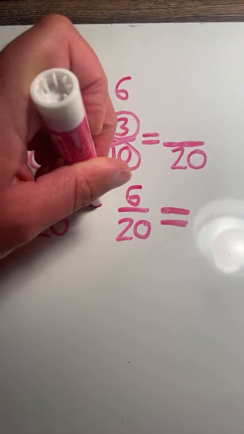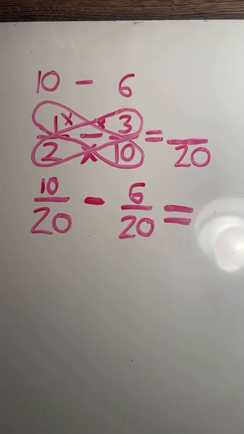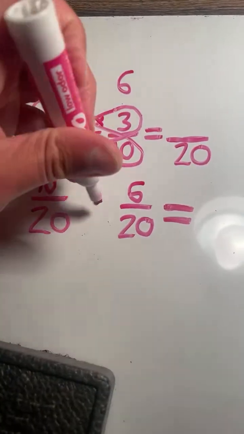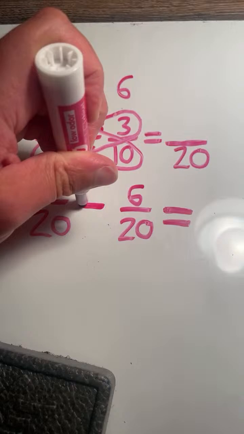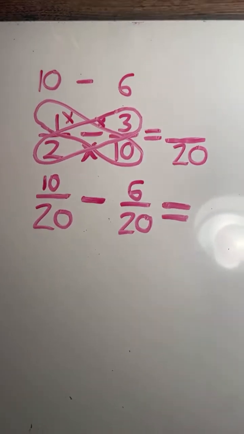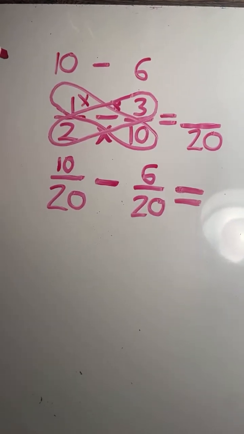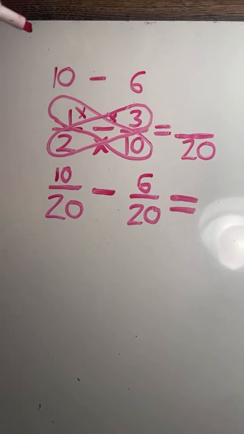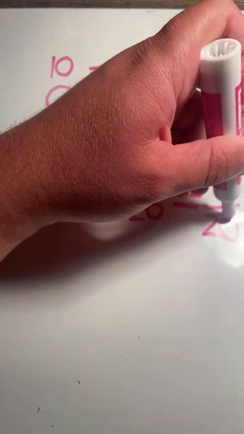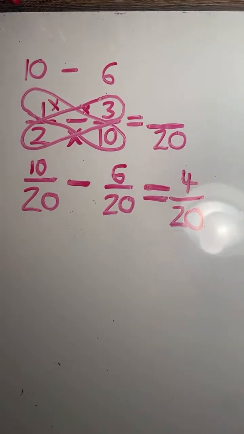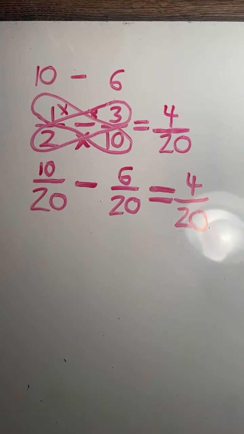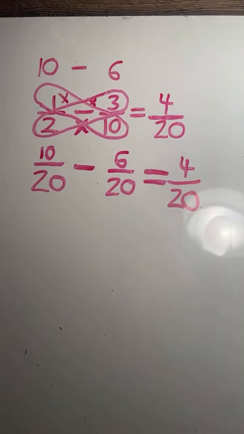The difference between adding fractions with unlike denominators and subtracting fractions with unlike denominators, the sign is the only difference. Instead of adding our numerators, we subtract our numerators. So 10 minus 6 equals 4. Now that we have a common denominator, it can stay the same. And we have our final answer. 1/2 minus 3/10 is equal to 4/20.